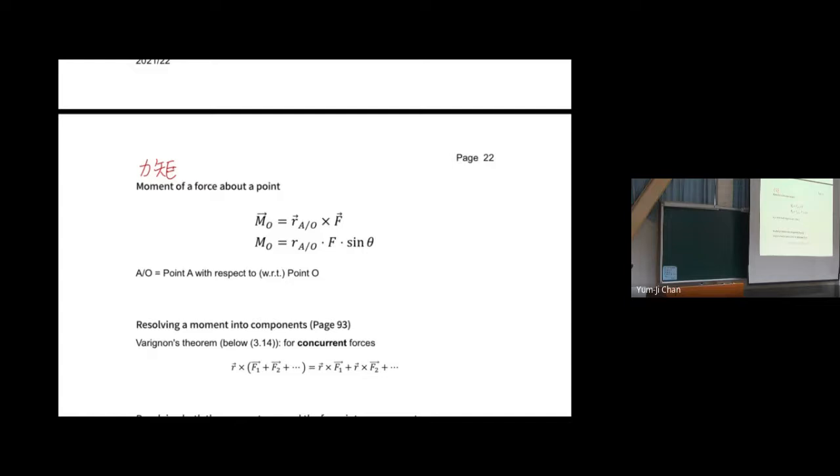Now, moment is what we learned at high school, that M equals F times R, and what is it? What is this in Chinese? And if we write it as this one, what is it? What is this in Chinese? Okay, and in English it is called moment.